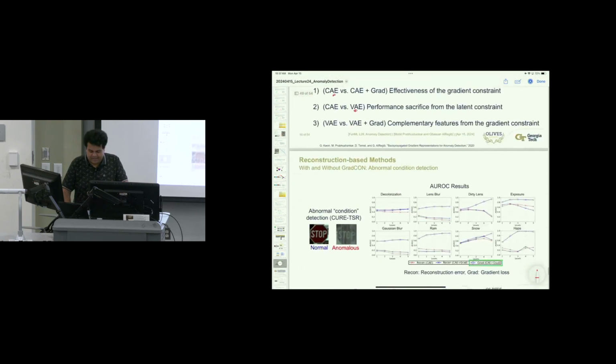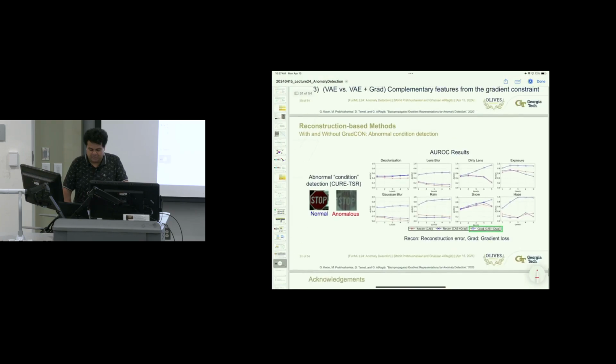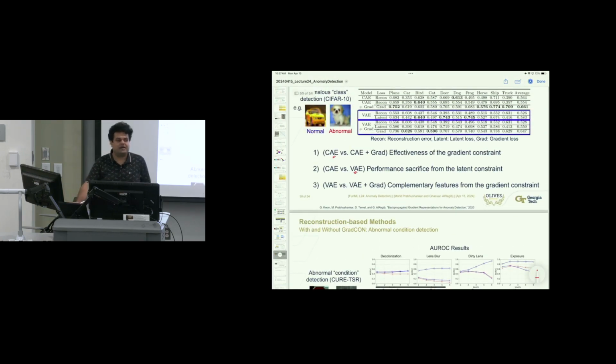All right, so that is the end of today for anomaly detection. On Wednesday, we'll start with learning paradigms. Specifically, we'll start with self-supervised learning. And on next Monday, we'll cover active learning. And that should be the end of the semester's lectures.